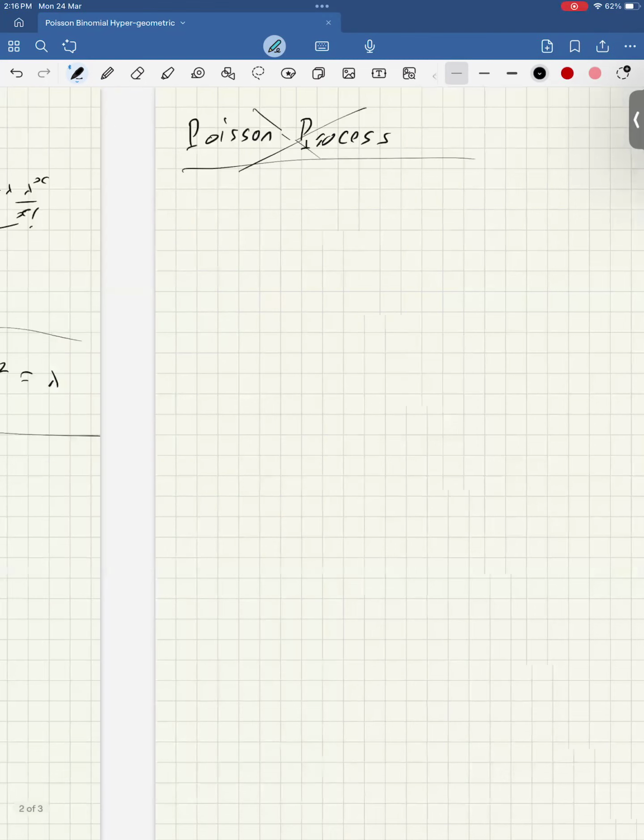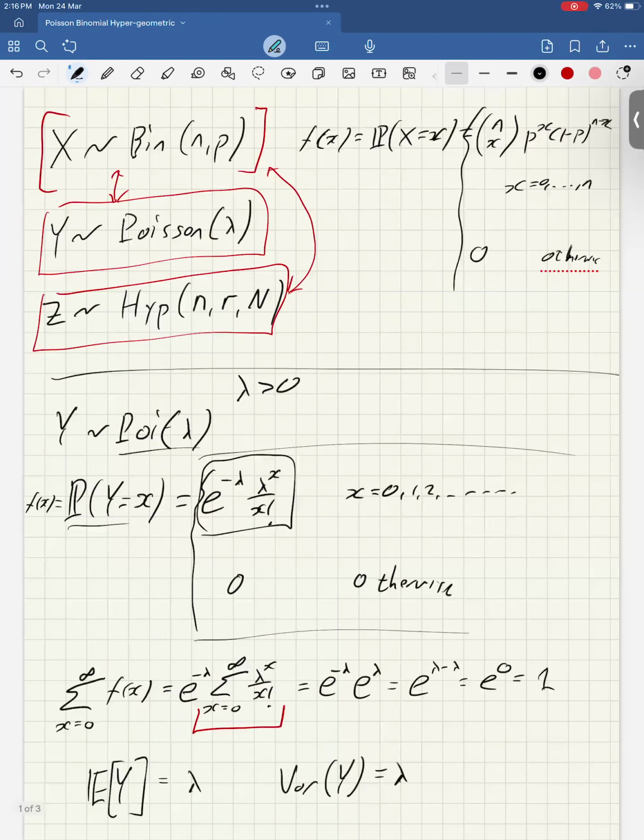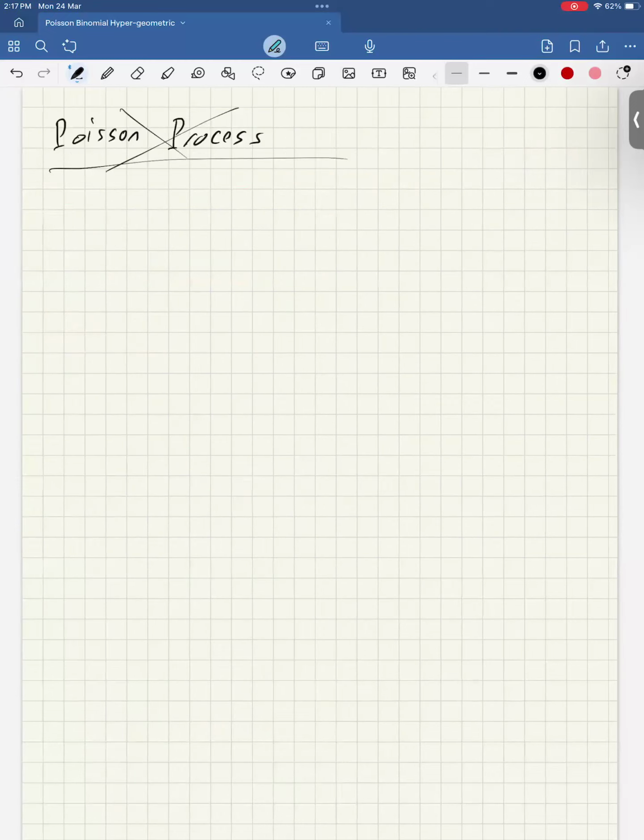Now, we're not going to be able to speak about the Poisson process fully, but what we can speak about is how a binomial random variable becomes a Poisson random variable when we take n to infinity and take p to 0, but we do this change between n and p in a very specific manner.